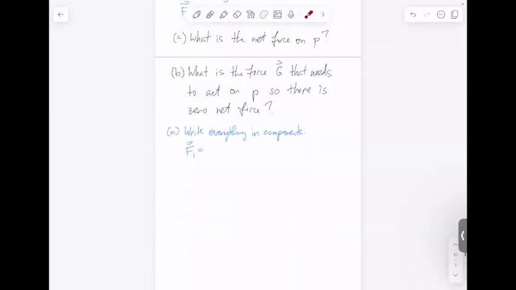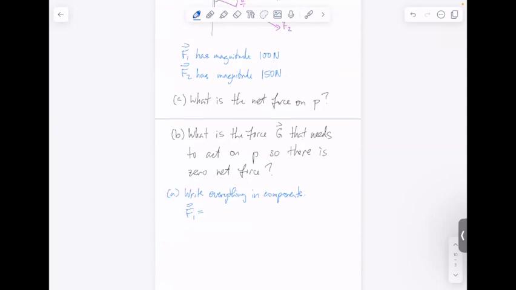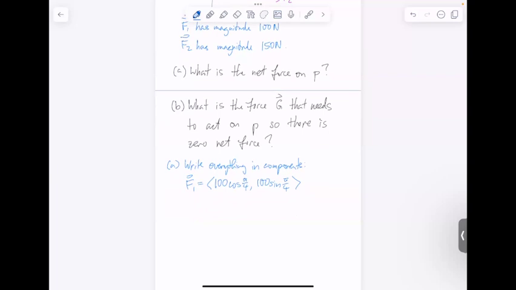And remember from last time, pi over 4 is one of the special angles you really should know for this class. So F1 has components 100, which is the length of the hypotenuse, times cosine pi over 4, and 100 sine pi over 4 for the y component. This is going to be 100 over square root 2, because cosine pi over 4 is the same as sine pi over 4, which is 1 over root 2.